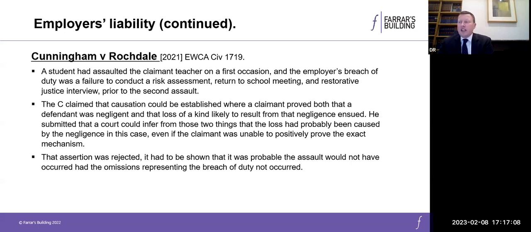It's very commonly a significant threshold to surmount when you're running a case in relation to a failure to assess risk properly. Would it have made any difference? And similarly, it's a good line of defence for a defendant.